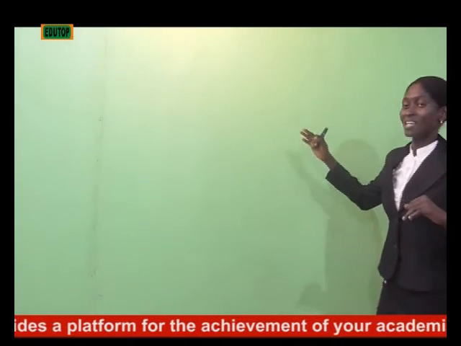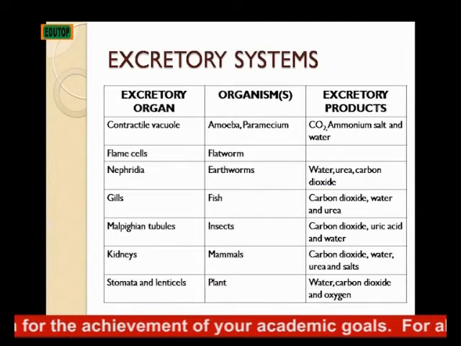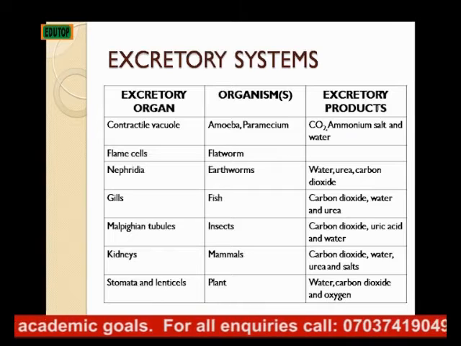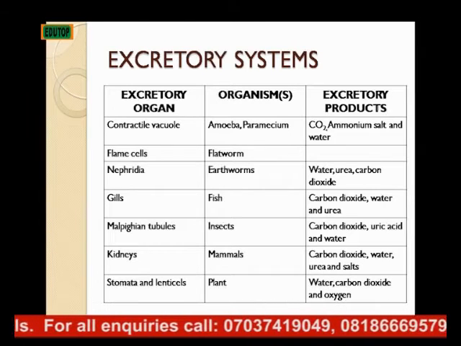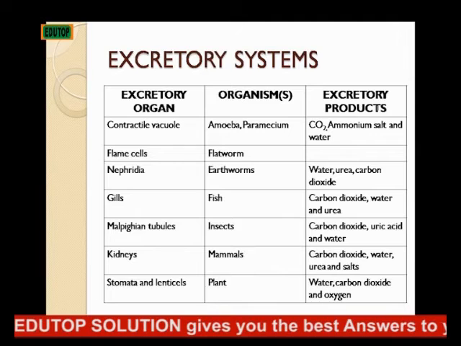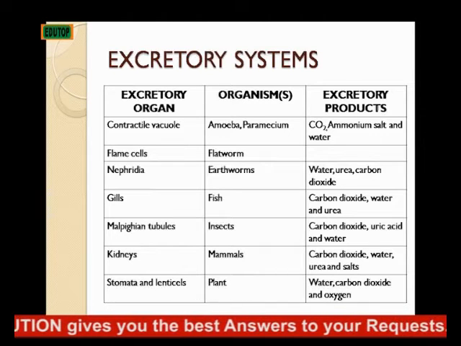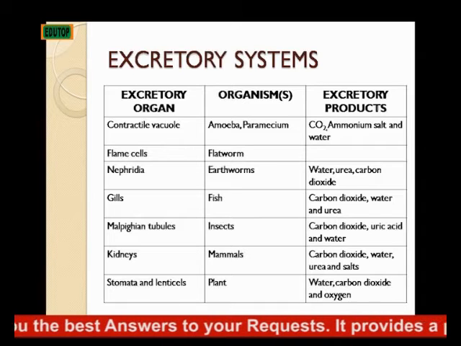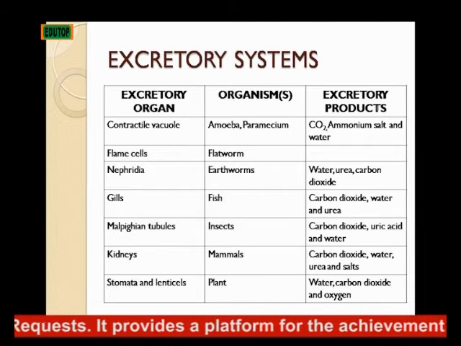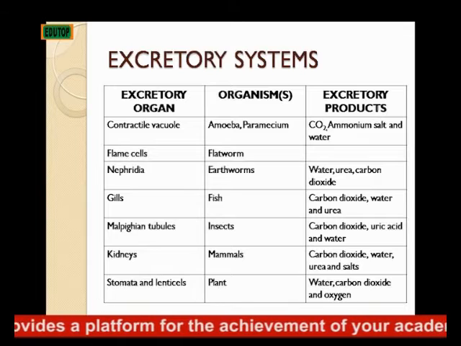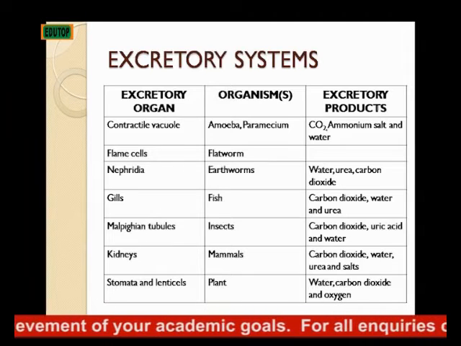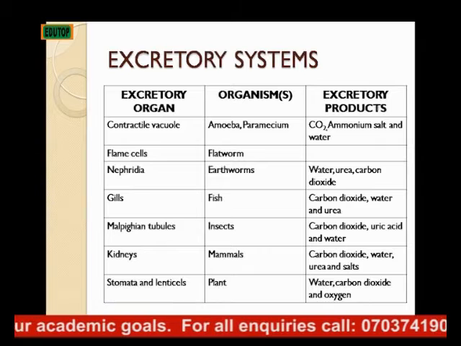Now we'll be talking about the excretory system. So we have the excretory organ, the organism that uses that particular organ, then the excretory products. For amoeba and paramecium, their excretory organ is the contractile vacuole, and the excretory products we have are carbon dioxide, ammonium salts, and water. Then the excretory organ of the flatworm is the flame cells. Then the excretory organ of earthworm is the nephridia, and the products are water, urea, and carbon dioxide. Gill is used in excretion in fishes, and their excretory products are carbon dioxide, water, and urea.